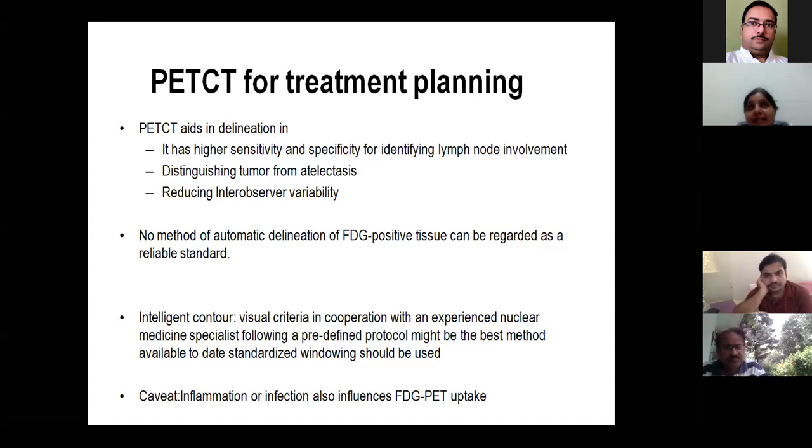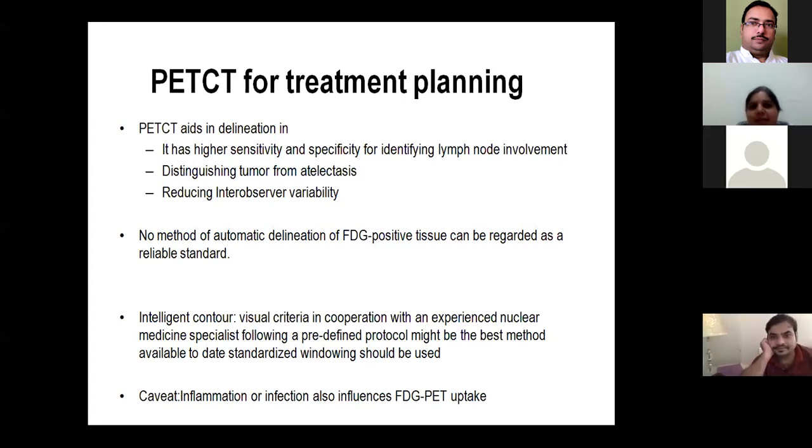There are a lot of automatic contouring methods which are available with the PET CT scanners. You have thresholding, you have absolute SUVs, such as using 2.5 times SUV to delineate the target, or taking 40% of the maximum of the SUV as a target. But none of these methods are considered to be very reliable. So you have to be careful.